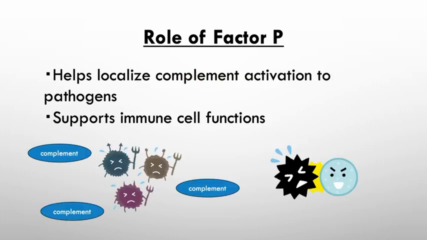Factor P also helps localize complement activation specifically to the surface of pathogens, preventing unnecessary damage to host tissues. In addition, it enhances the function of immune cells by supporting opsonization and inflammation.